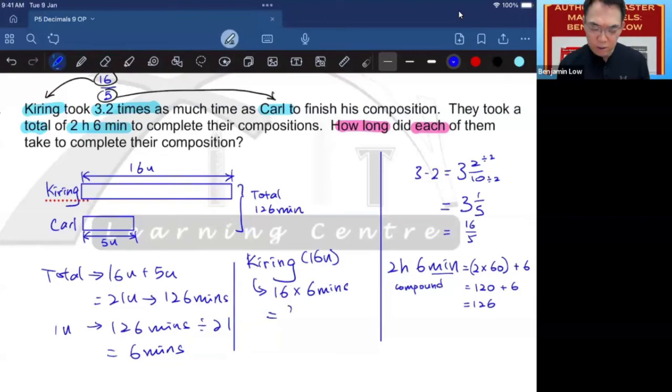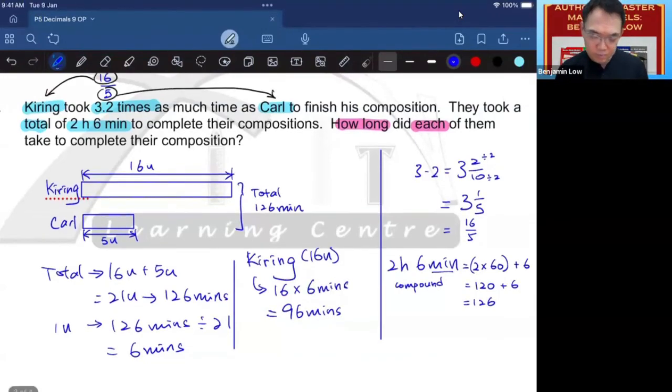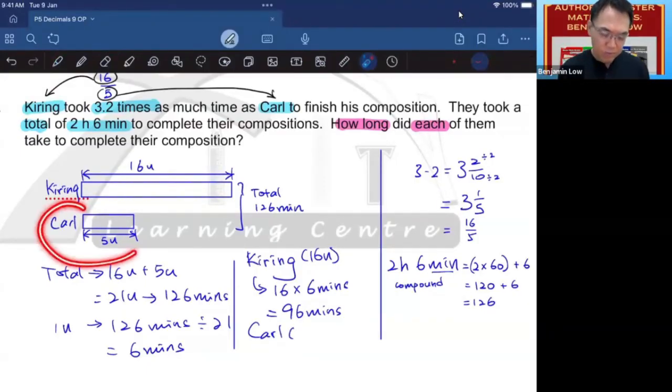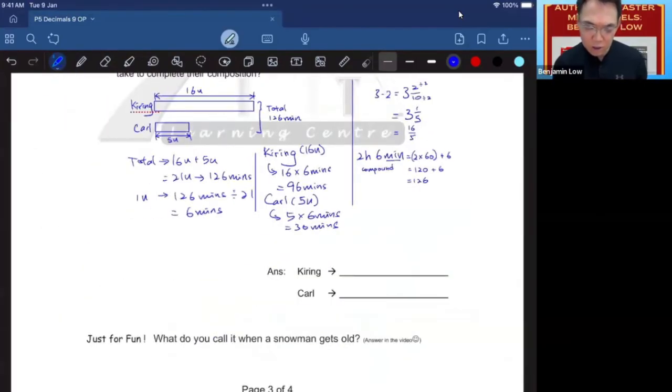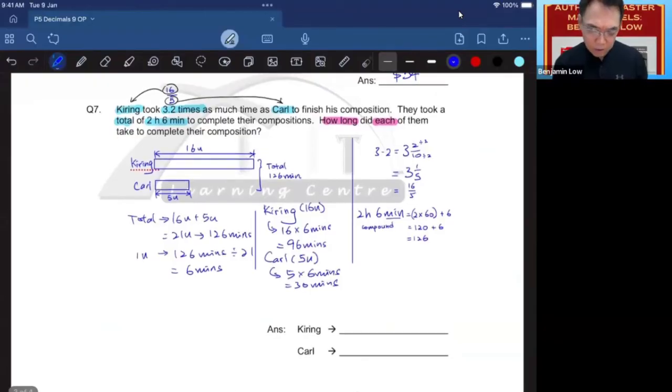Therefore, this will give you 96 minutes for Kiring, and for Carl, who has got 5 units, that will be 5 times 6 to give us 30 minutes. And those are the 2 answers that we should get. We should get 96 minutes here and 30 minutes for Carl. And that completes the question.